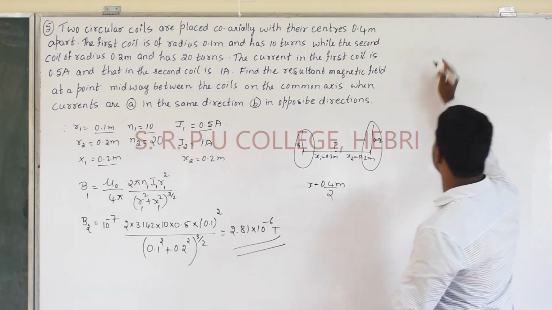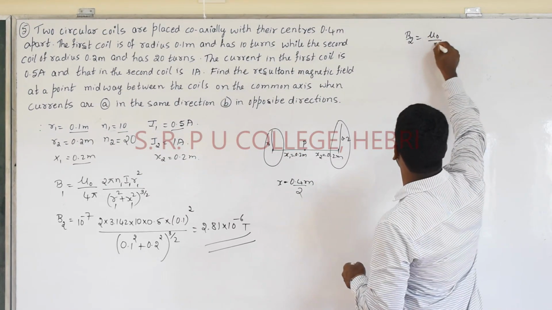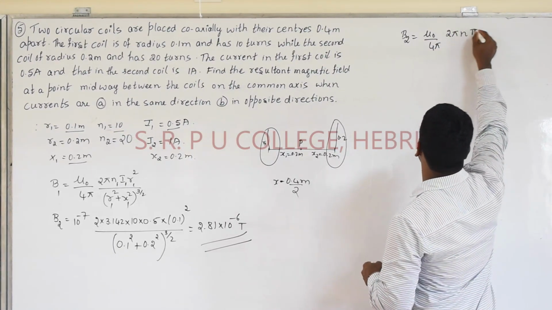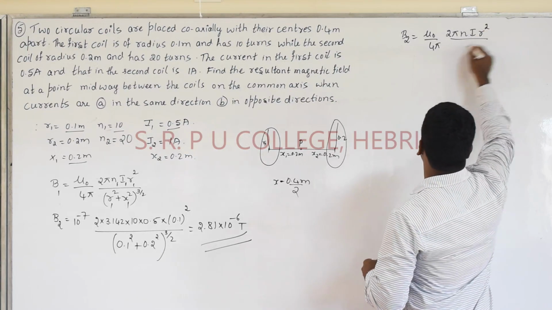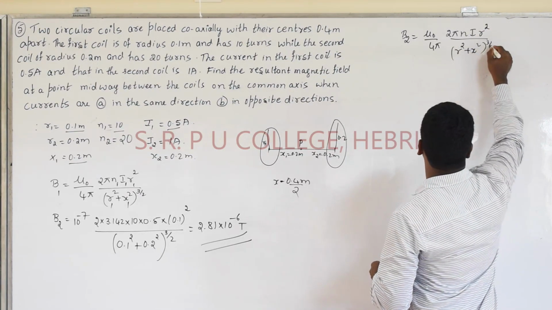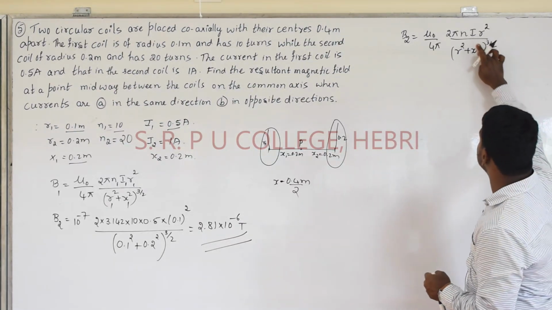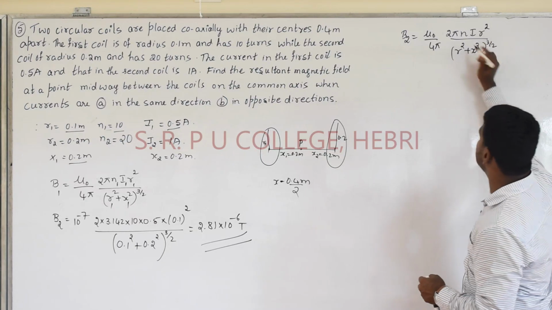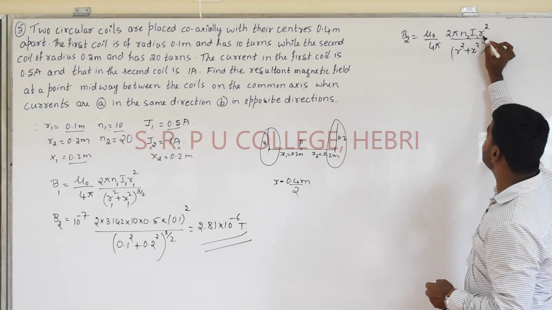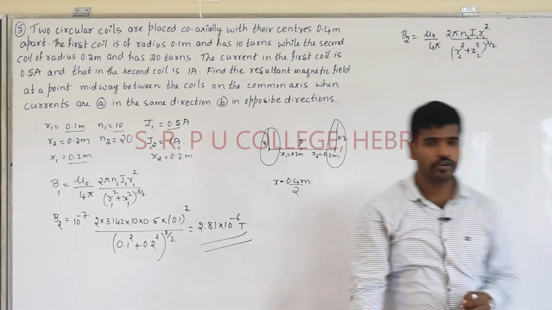The magnetic field due to the second coil is calculated as B2 is equal to mu naught divided by 4 pi, similar to the first, but for the second coil: 2 pi n I R square divided by R square plus x square whole to the power 3 by 2. See the values now. Before that, the n will be n2, I will be I2, R2 square, x2 square, as now we have to substitute.